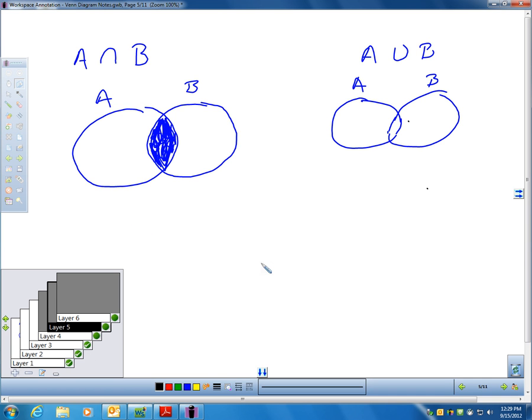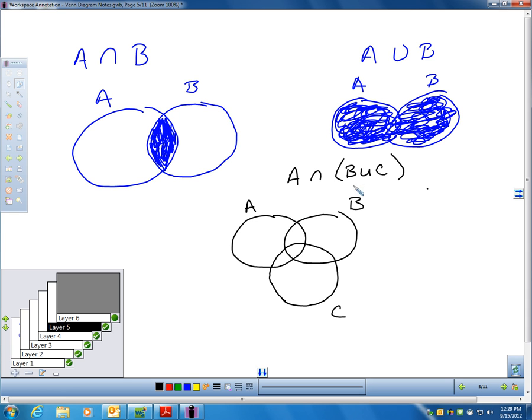Let's talk about A union B. Now, A union B means I want to combine everything in set A with everything in set B. Well, if I unite everything together, that means all of these things are now in this new combined united set. Well, that means everything. This would be a correct picture of A union B.